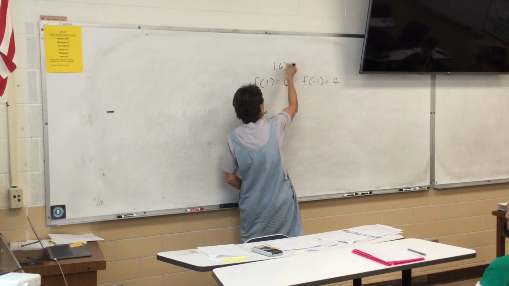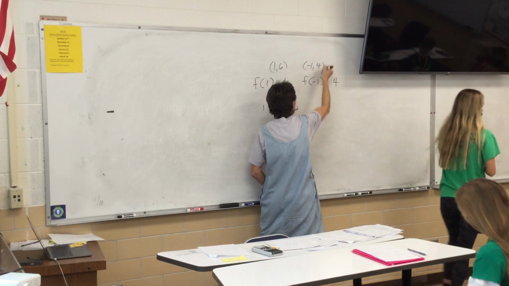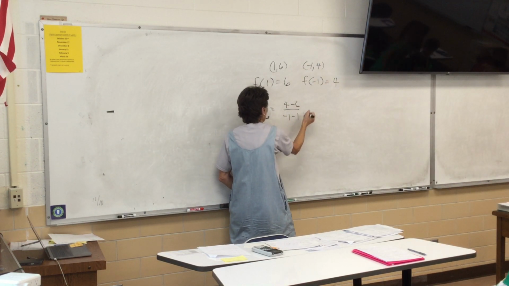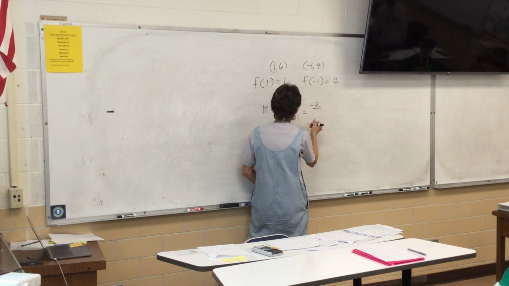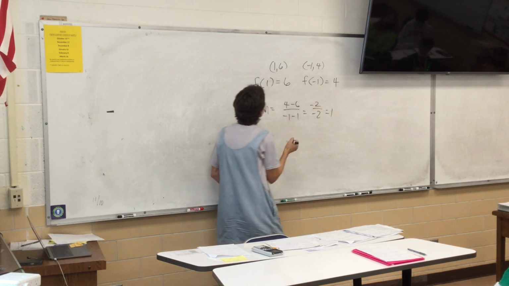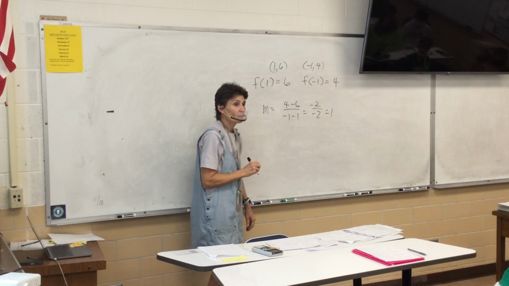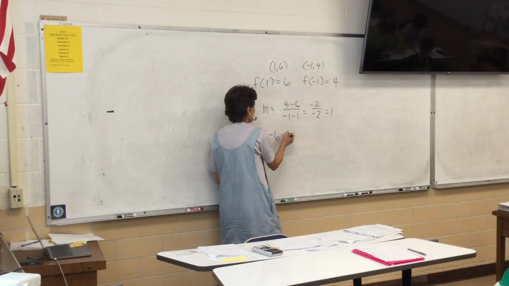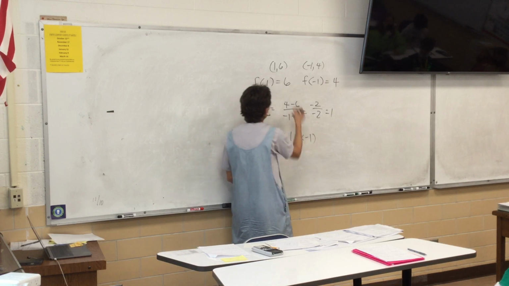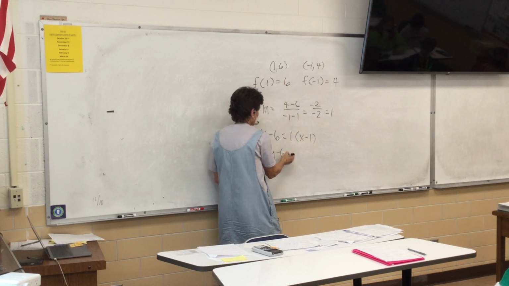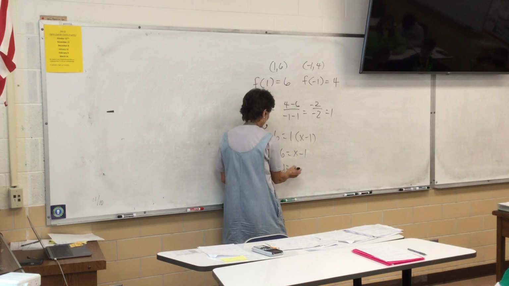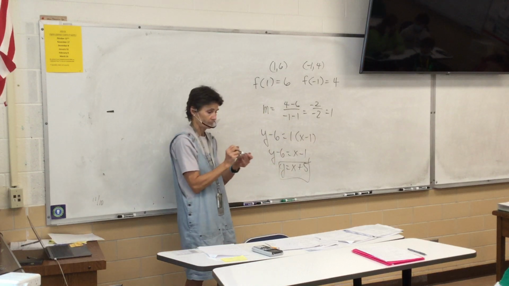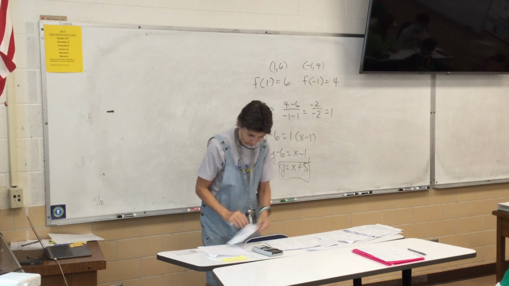This is the point 1 comma 6. This is the point negative 1 comma 4. So your slope is 4 minus 6 over negative 1 minus 1. So your slope is 1. Okay? And then pick a point. y minus 6 equals 1 times x minus 1. So did you come up with y equals x plus 5? Is that all right with everybody?